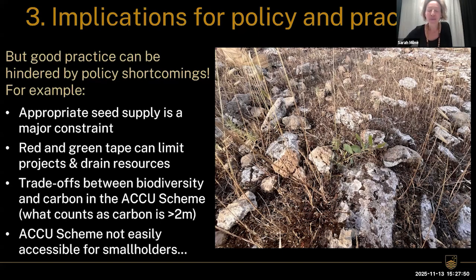And then finally, there's a lot of complexity in the ACCU scheme, which makes it hard for people to navigate the space. And so that points to the need for collective action and aggregation, which I think Greening Australia people can speak to. I'm going to wrap up there and stop sharing my slides and now invite comment from panel members, because I feel like I've spoken enough.